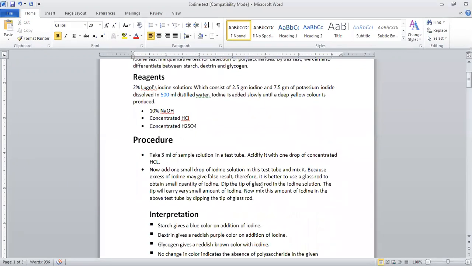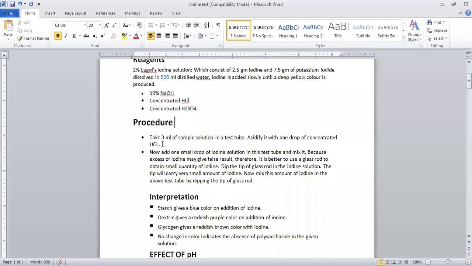Now, what is the procedure for this test? First of all, you need to take 3 ml of sample solution in a test tube, and then you will add 1 drop of concentrated HCl. And when you add 1 drop of concentrated HCl, now you will add 1 small drop of iodine solution.